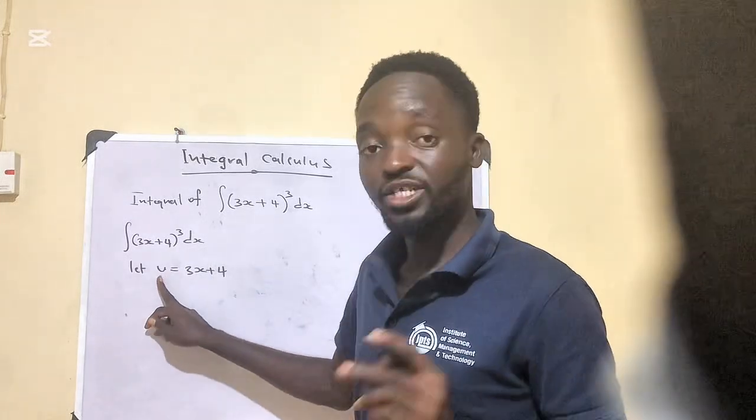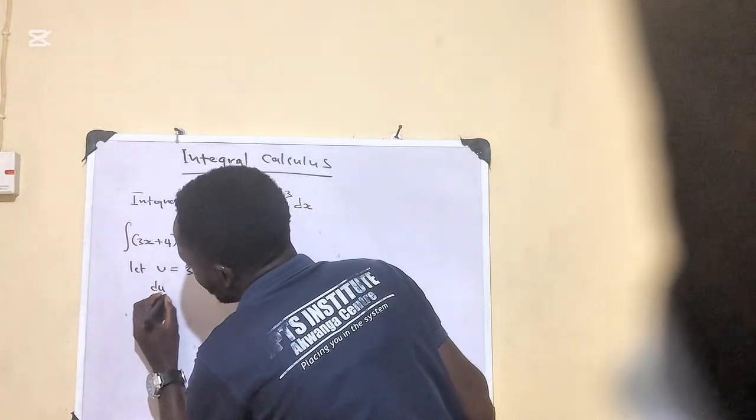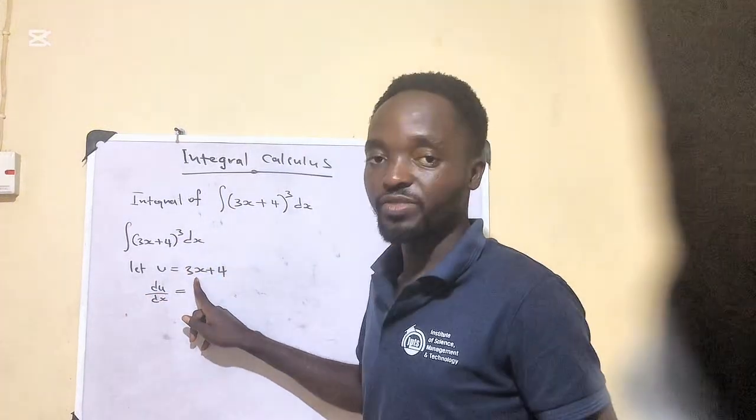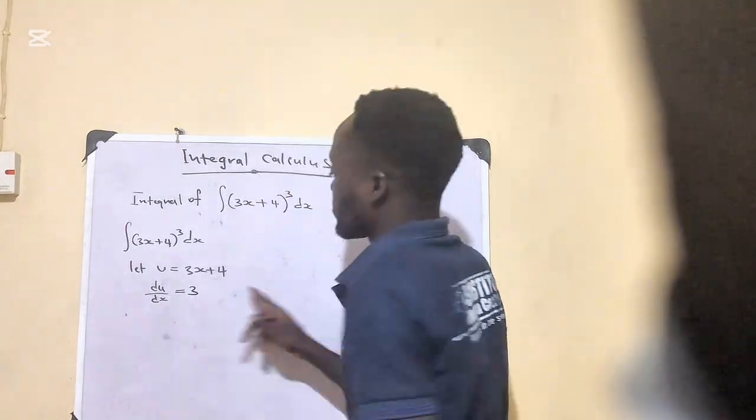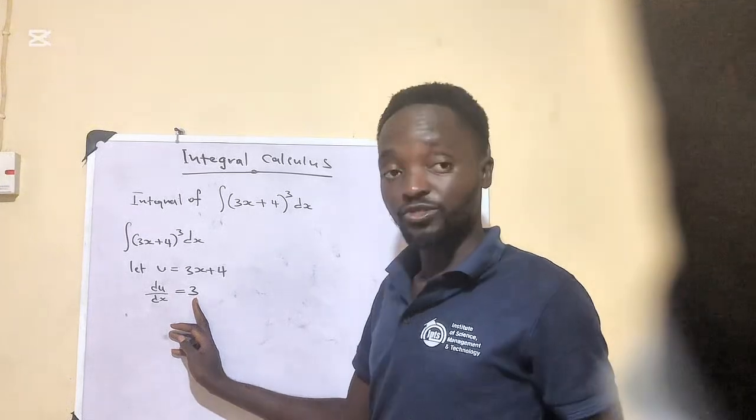The next thing is for us to differentiate this u with respect to x. So du/dx is going to be, let us differentiate 3x. If we differentiate 3x, you know the answer is going to be 3. So we just write 3, and then plus, if we differentiate 4, the answer is going to be 0. So the differentiation of everything here is just 3.